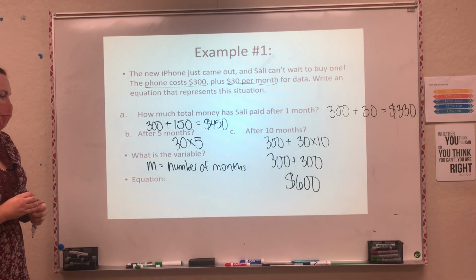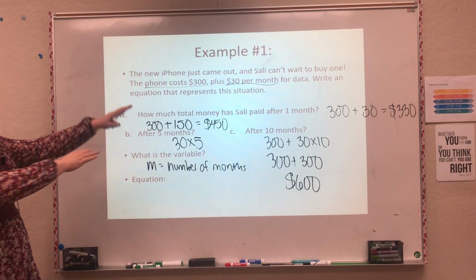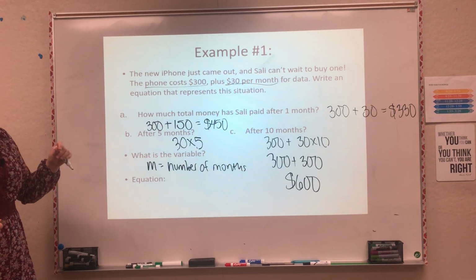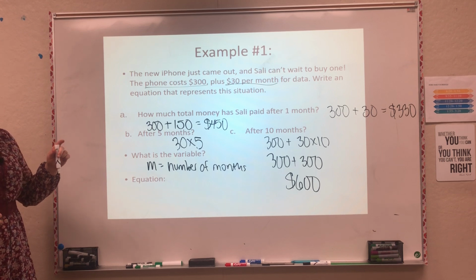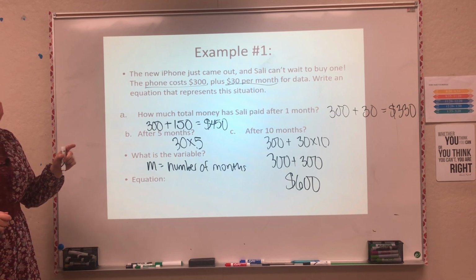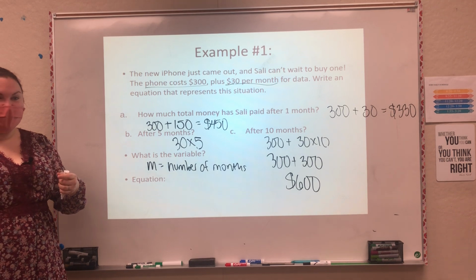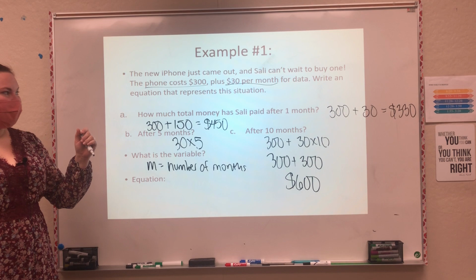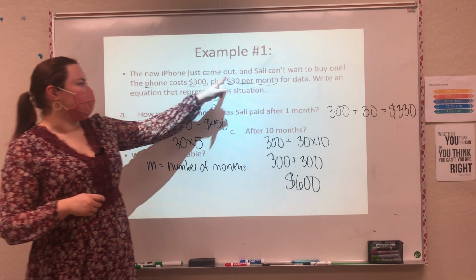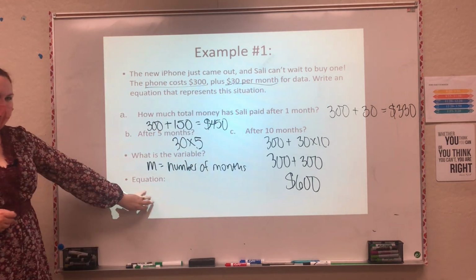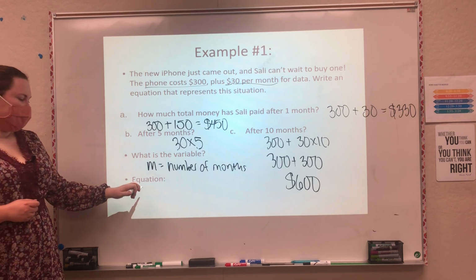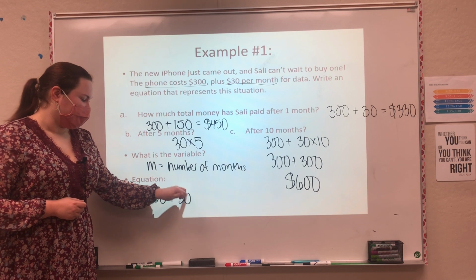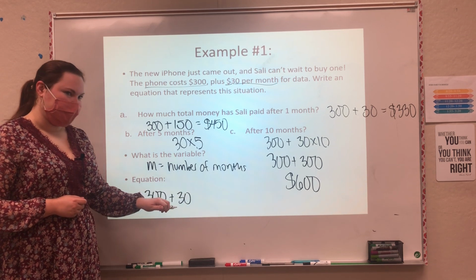So when we go to write our equation, use everything we've been doing here to help you write that equation. What's the first thing we've been doing each time? We multiply the price by the month. So you had said earlier, Francis, we're multiplying what by what? The price by month. Yep. What is that going to look like in our equation? 300 plus 30 times M. Yes. How do you want me to write 30 times M?